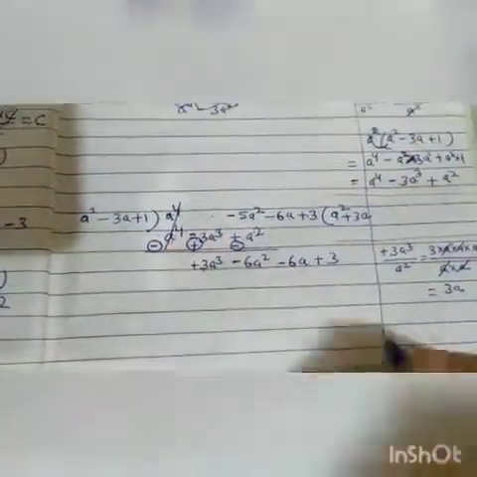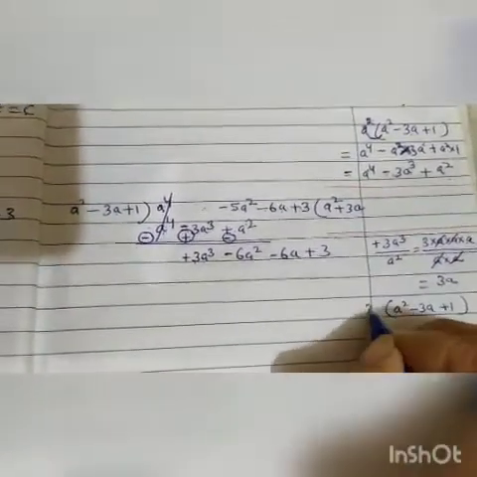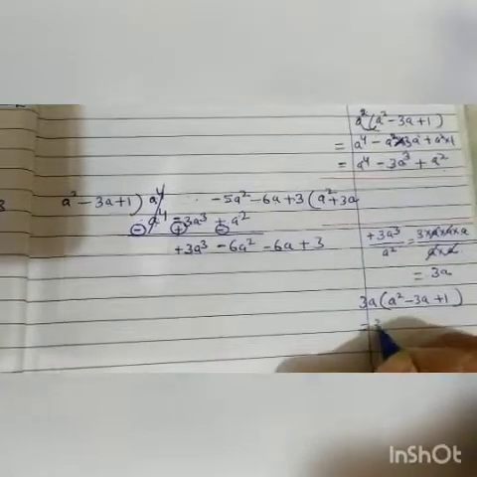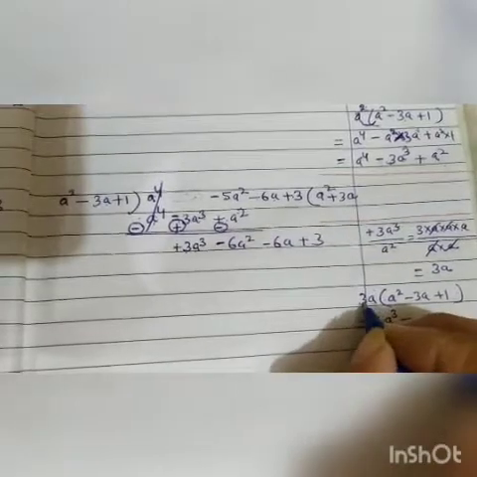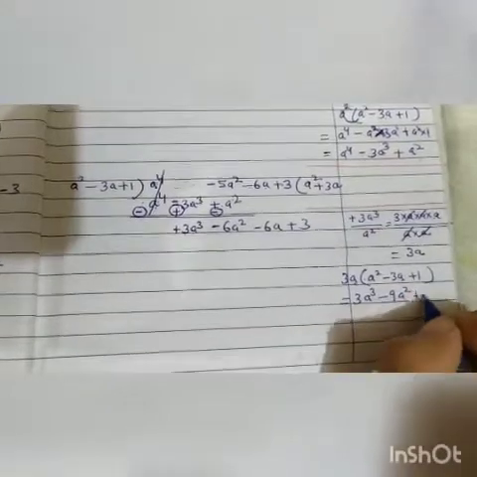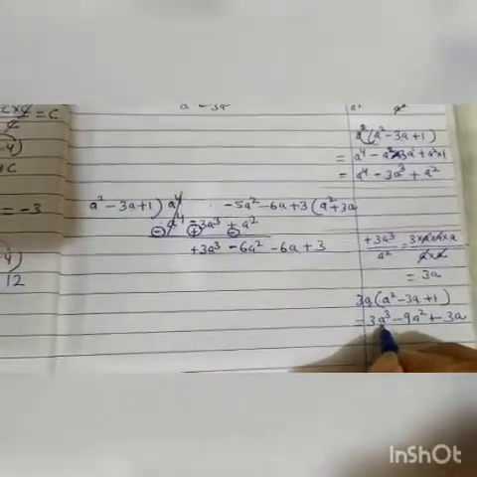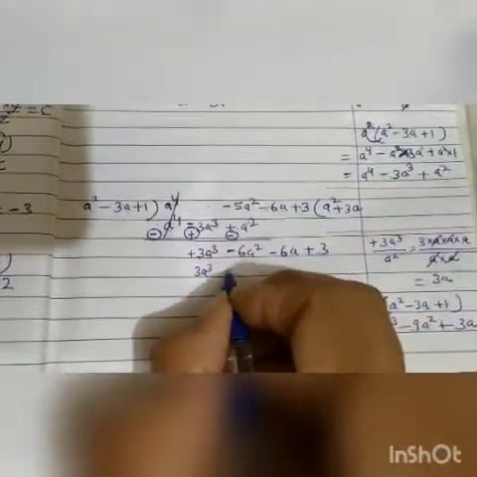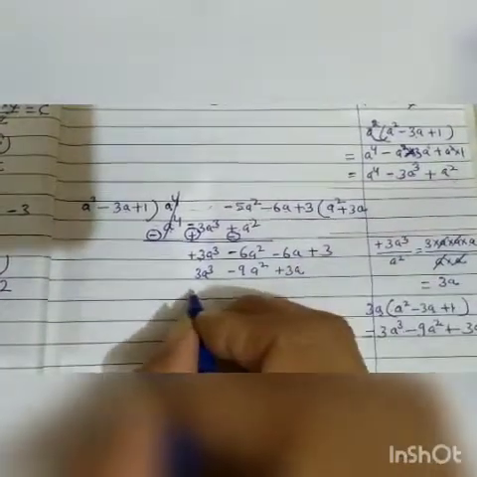Now this divisor a square minus 3a plus 1 multiply by this 3a. Now this 3a multiply a square: 3 1 ja 3, a power 1 and a square, it will become a power 3. Minus 3 3 ja 9, a multiply by a square. This plus 3 1 ja 3a. So we get 3a cube. Right below it 3a cube minus 9a square. Then plus 3a. We will write plus 3a.